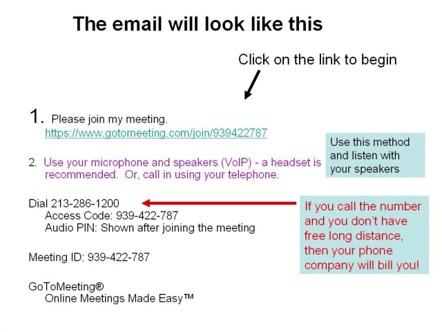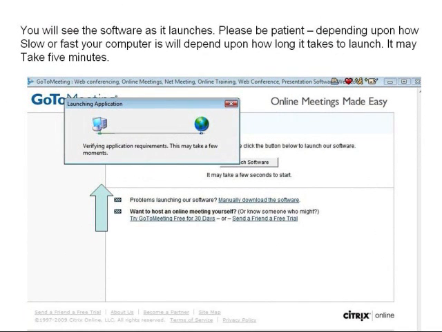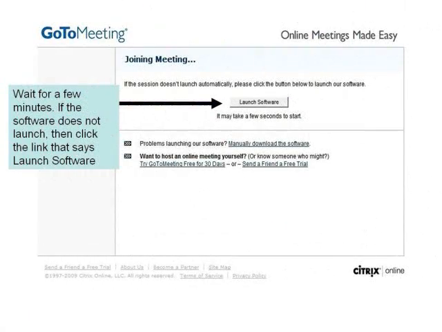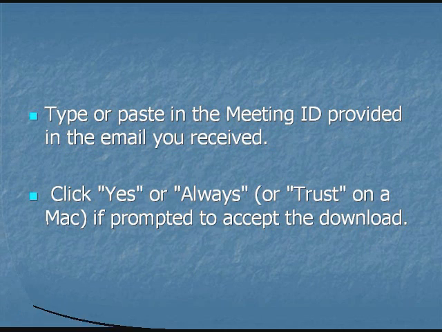The easiest way to attend a webinar class is by simply clicking on the link to launch the software and then sitting back and listening to me from your computer speakers and watching my screen on your computer screen. Once you click on the link in the email I send you, you should see the software starting to launch. If it does not launch automatically, then simply click on the Launch Software button to start the process. Type or paste in the meeting ID provided for you in the email you receive. Click Yes or Always, or Trust if you're on a Mac computer, if prompted to accept the download.